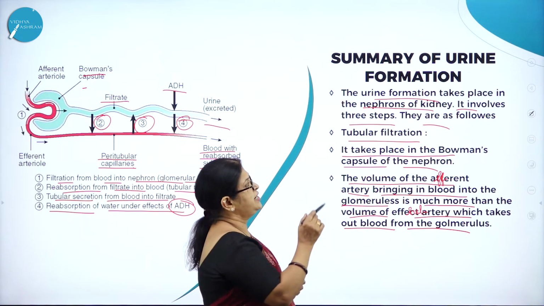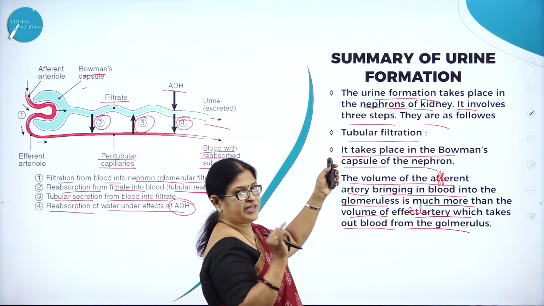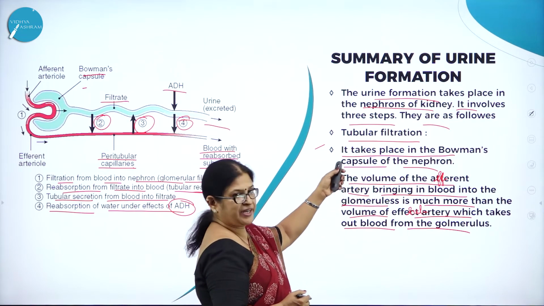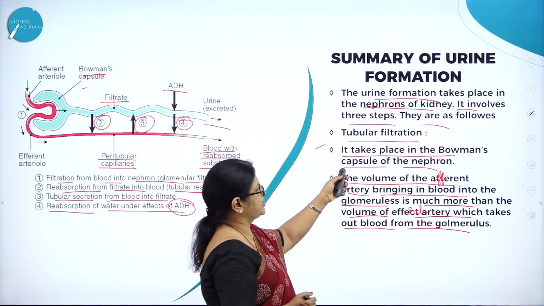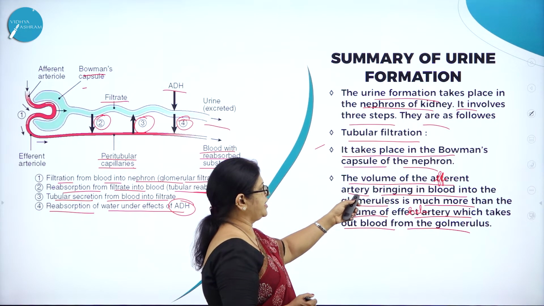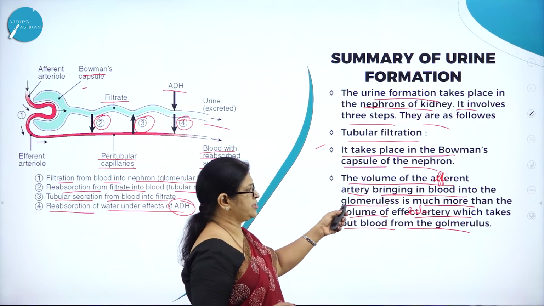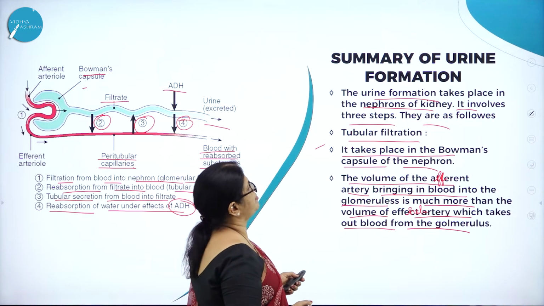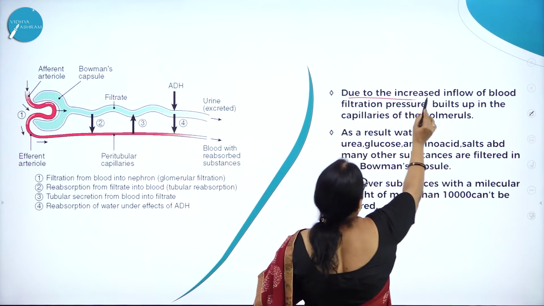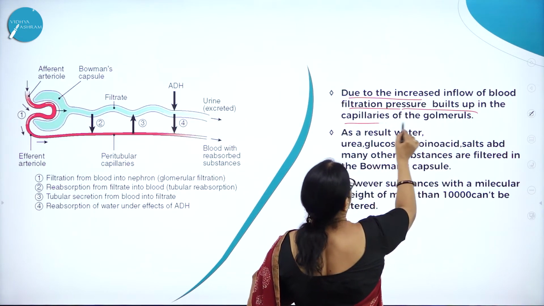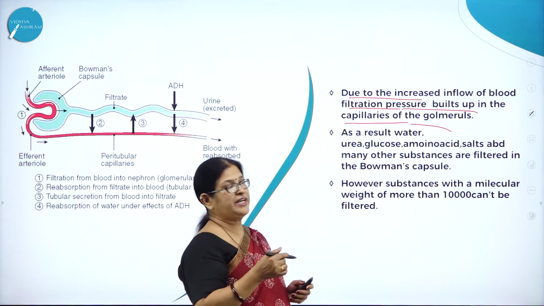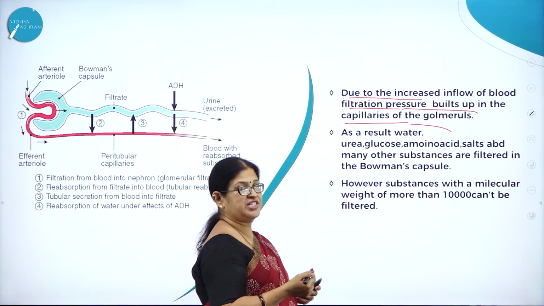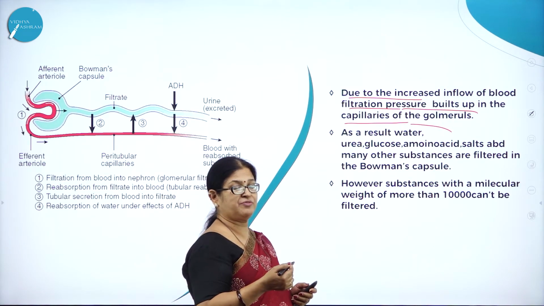So the urine formation takes place in the nephrons of the kidney. It involves 3 steps. They are as follows. Tubular filtration takes place in the Bowman's capsule of the nephron. The volume of the afferent artery bringing blood into the glomerulus is much more than the volume of the efferent artery, which takes out blood from the glomerulus. Due to the increased inflow of blood, filtration pressure builds up in the capillaries of the glomerulus. So, due to the increased inflow of blood, what will happen? There is a pressure created, filtration pressure, which builds up in the capillaries of the glomerulus.